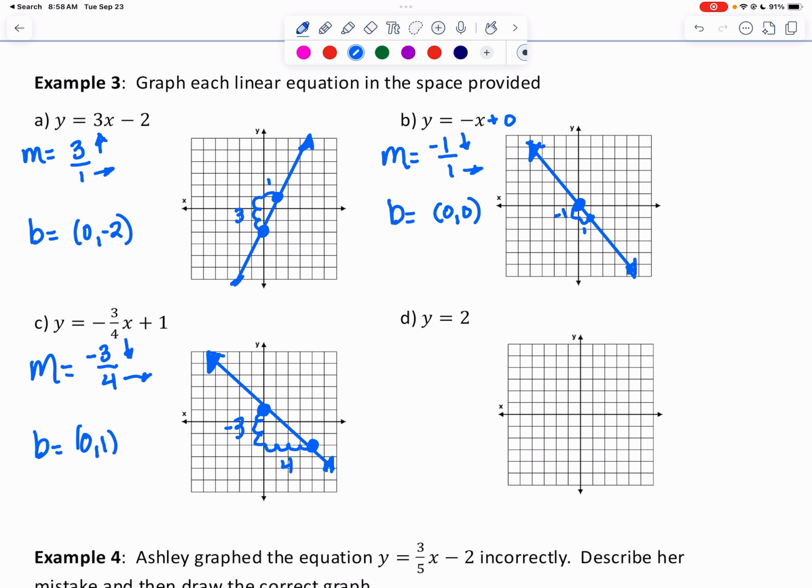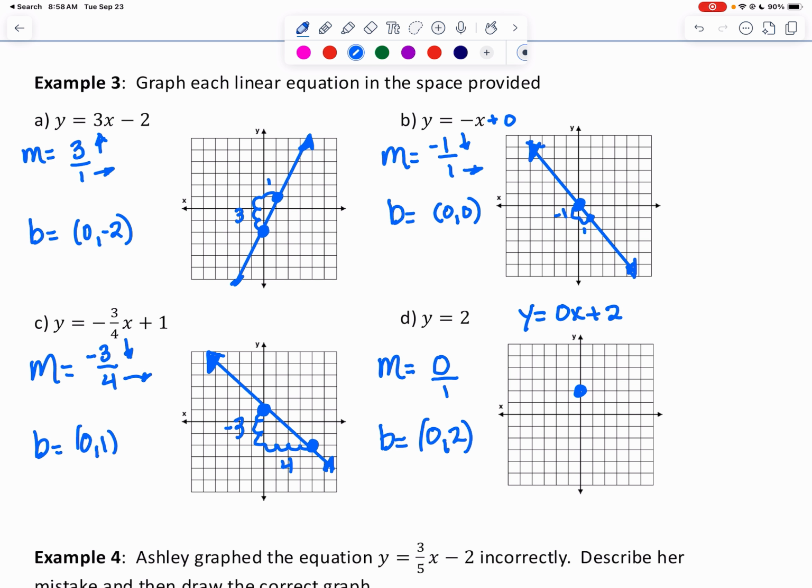All right, our last equation, y equals 2. Now, on this problem, I want you to notice there's no x. So that means our slope is 0. So basically, we could rewrite this equation as 0x plus 2. So our slope is 0, and I'm going to make it into a fraction. And our y-intercept, 0, 2.